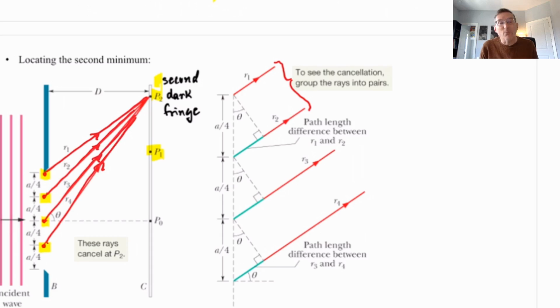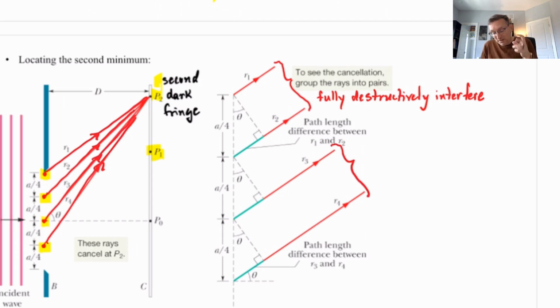The top 2 rays, R1 and R2, you require that the waves corresponding to those 2 rays must fully destructively interfere. And then you also require the waves from the bottom 2 rays, R3 and R4, to fully destructively interfere. So then again, I will have darkness at point P2.